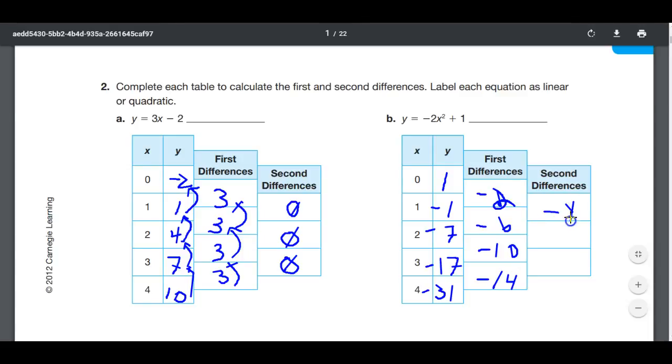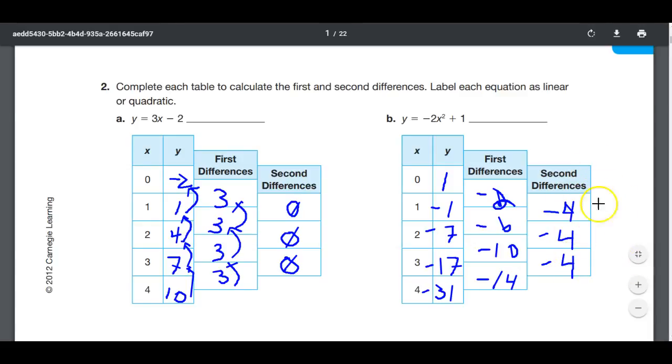So what do I find now? My second difference, negative 4. Negative 10 minus negative 6, negative 4. Negative 14 minus negative 10, negative 4. So my second differences are constant, and if I did my third differences, what would it be equal to?